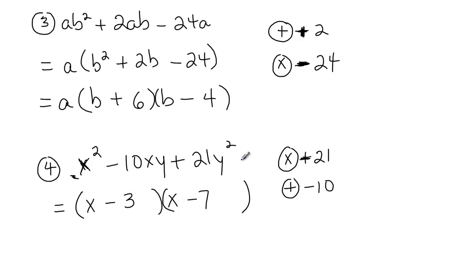Now what about the y's? How can I multiply and get 21y squared? If I put a y and a y, I'm going to get the y squared. How do I add to get negative 10xy? Realize if I FOILed this right now, outside would be negative 7xy. Inside is negative 3xy. This is going to work. Play with that one a little bit if you're not sure. And if you have questions, be sure to get a hold of me.